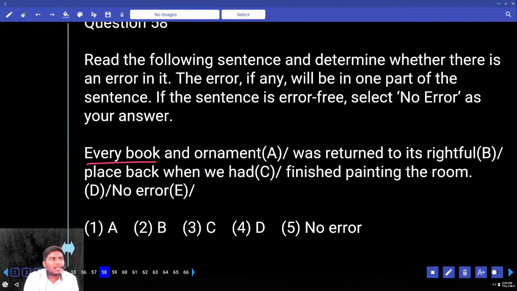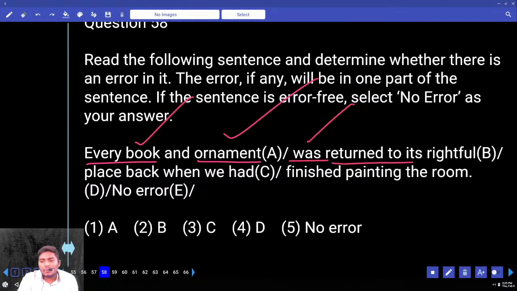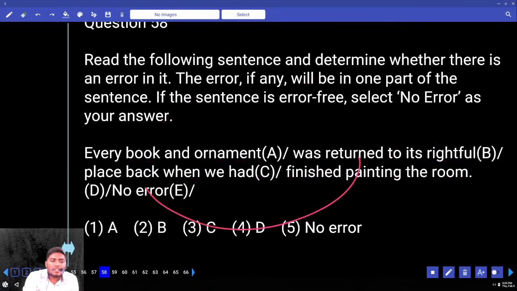Every book, every is followed by singular or plural? It is always a reference to the singular, remember. Every book and also ornament, both singular. Every book and ornament was returned to its rightful place back when he had finished painting the room. Now remember, it is not the combination of returned back, it is a combination of place back. If you make that mistake, it is not the rule of redundancy.